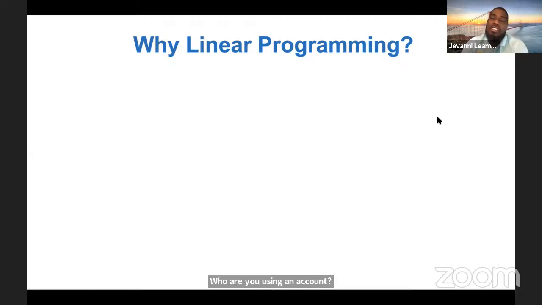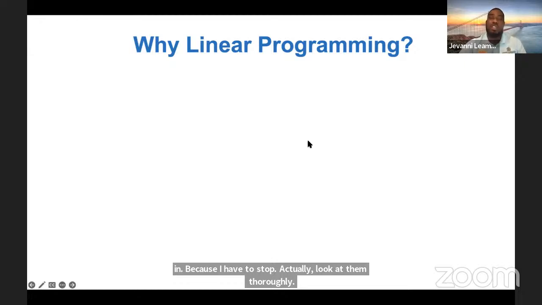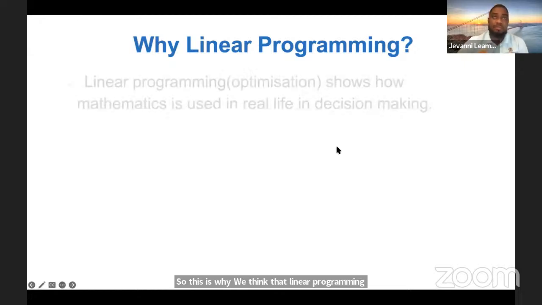Linear programming is a technique, I believe, that is used in mathematics to solve problems involving maximizing and minimizing linear functions when several constraints are to be considered. All right. Linear programming generates the best possible solution. Some lovely little answers are coming in that I have to stop and look at thoroughly. So this is why we think that linear programming is important.